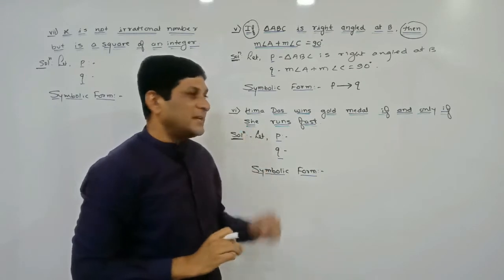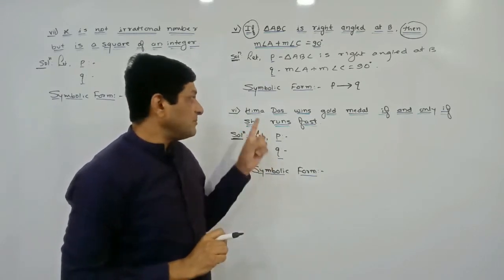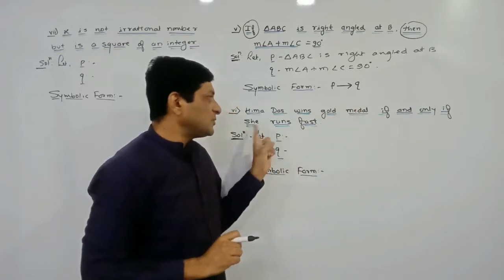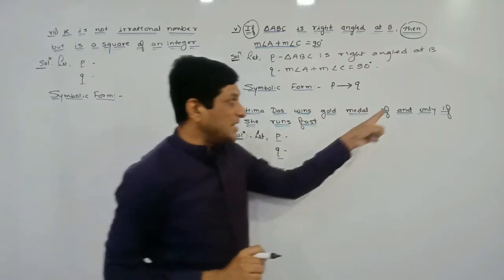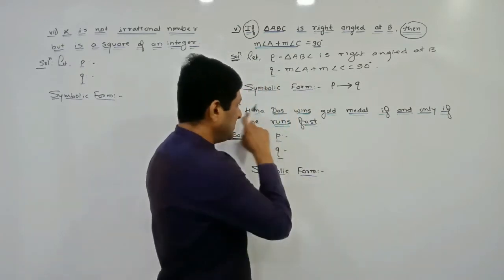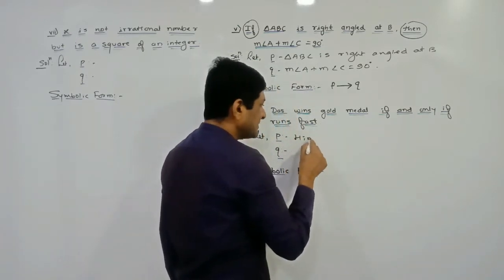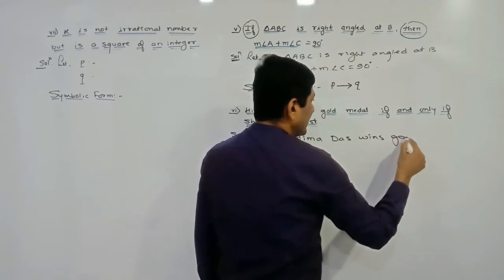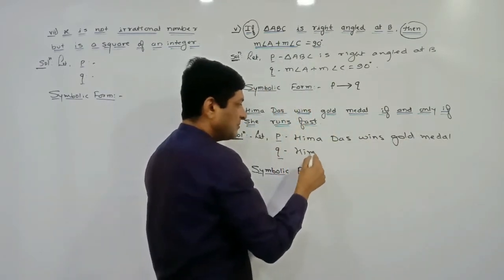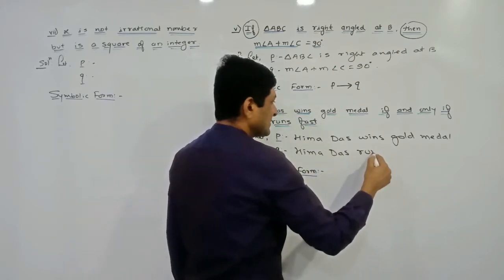Then see example number 6. So what is the example here? Hima Das wins gold medal if and only if she runs fast. Here the two parts are connected by what? If and only if. Denote the first part by P. P means what here? Hima Das wins gold medal. And the second part means Hima Das runs fast.